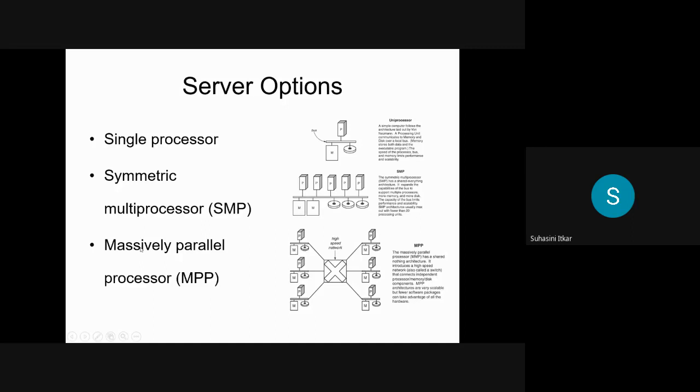Then the other option is the massively parallel processors. In the massively parallel processors, what we can observe is that the servers have local RAM, local memory, and local storage, and they are connected with a high speed network. So in a way, we have these kinds of servers, which are required for setting up data centers.